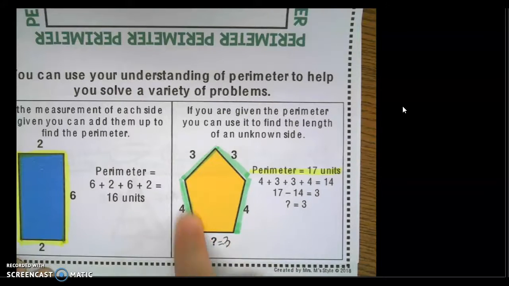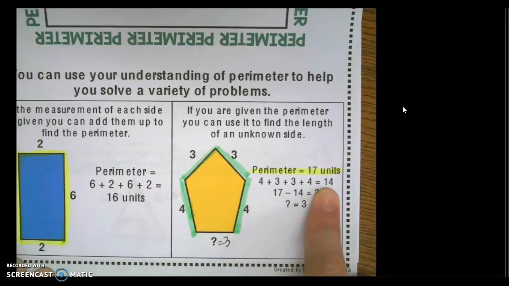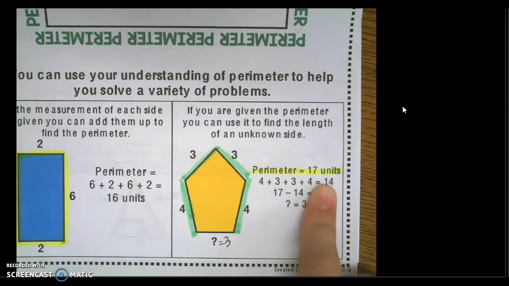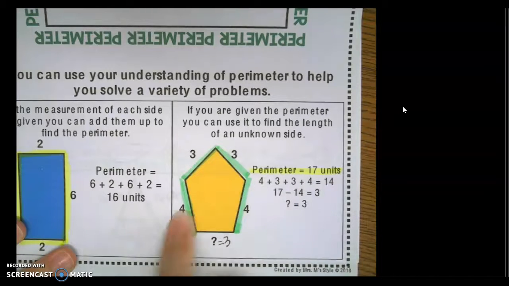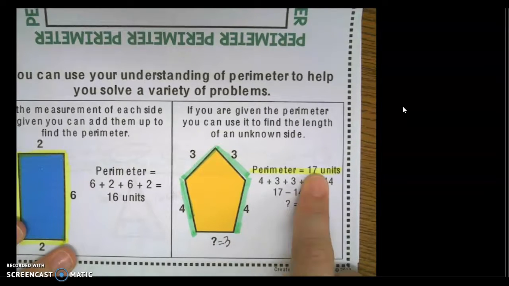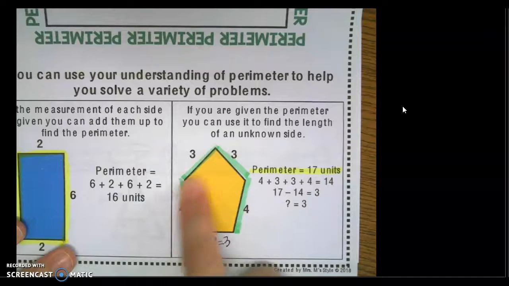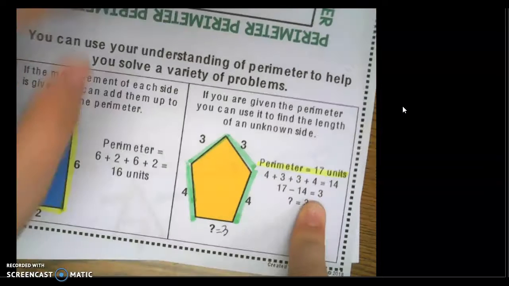They give you 4 plus 3 plus 3 plus 4. So you add all of those up and you get 14. And then you subtract that total of what you already know from the total perimeter. 17 is the total perimeter minus 14, which is what you already know, and you get 3.